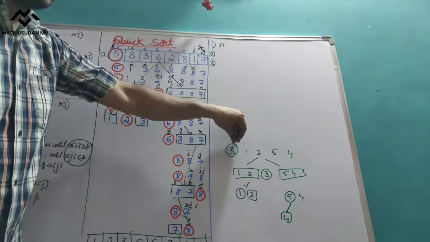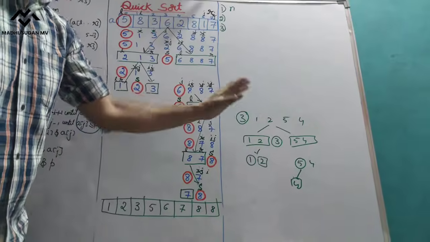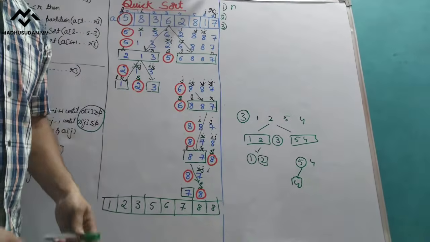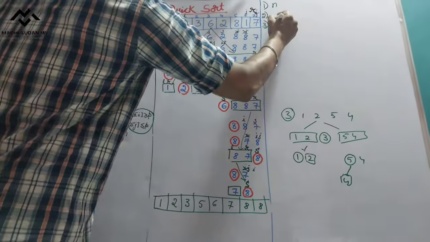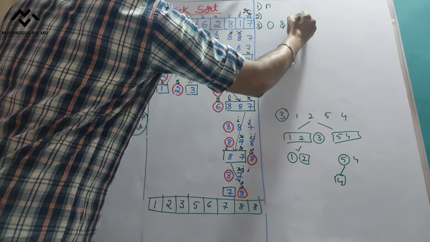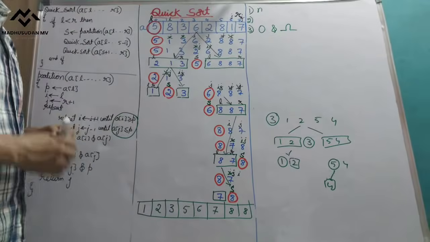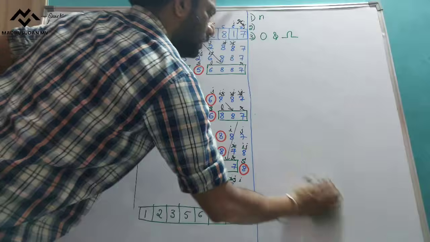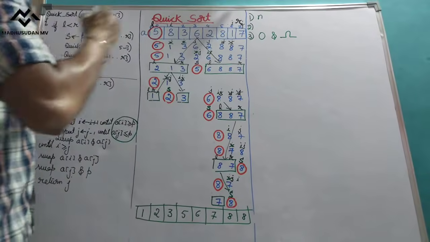If the pivot element splits the array in such a way that only one subarray we get and the other subarray we won't get, that will be the worst case. So we need to find both the worst case as well as the best case for this problem. Now we know when the best case occurs and when the worst case occurs. Let us take the best case.